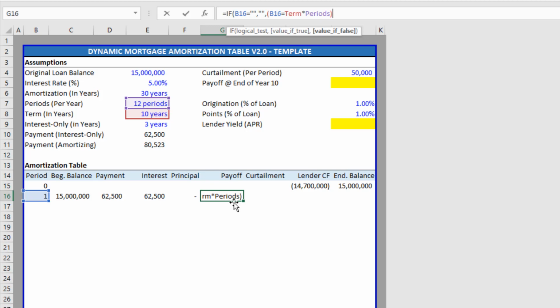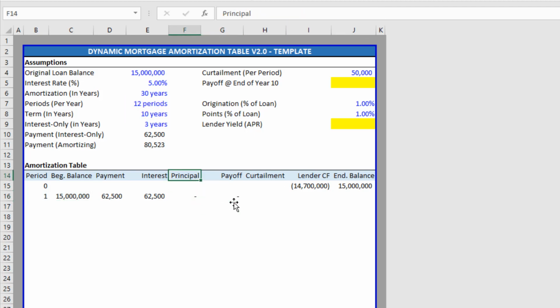And if we are, then we multiply this by what? Beginning balance minus any principal paid from the payment minus any curtailment payments made in this period. Close that out. Right now we don't have a payoff, but if we were to set, let's say, period to 1, term to 1, we would then get a payoff of $15 million. Okay? So also that was a good check to see that the model is fully dynamic at this point. Next we have curtailment payments.